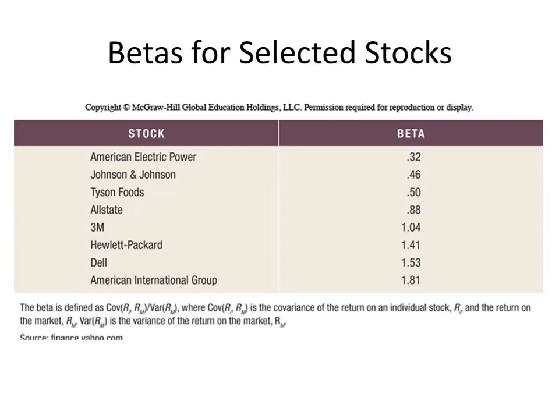Here we have betas for several different stocks. And we've got them organized in order of ascending beta, which means that these get riskier from a systematic perspective as we go down the list. The first one is American Electric Power at 0.32. Remember that the beta for the overall market is 1, so American Electric Power is much less risky than the overall market. Why might that be?